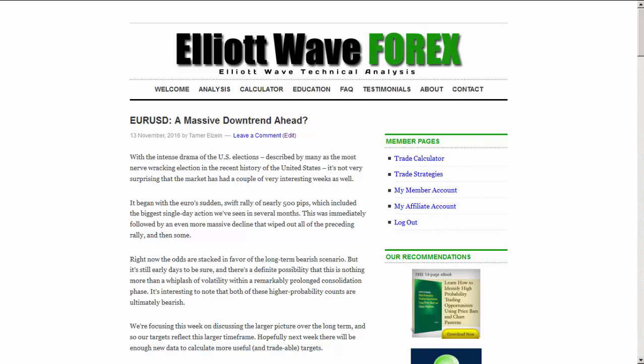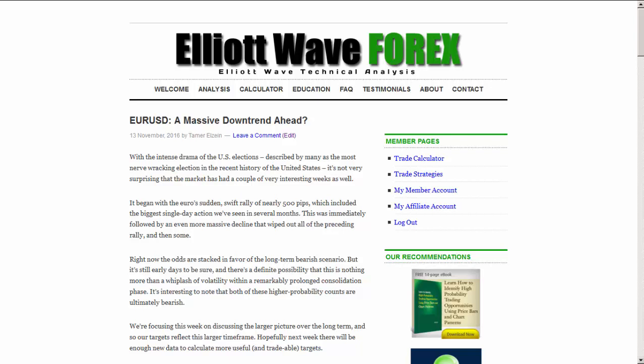With the intense drama of the US elections, described by many as the most nerve-wracking election in recent history of the United States, it's not very surprising that the market has had a couple of very interesting weeks as well. It began with the euro's sudden and swift rally of nearly 500 pips, which included the biggest single-day action we've seen in several months, and this was immediately followed by an even more massive decline that wiped out all the preceding rally and then some.